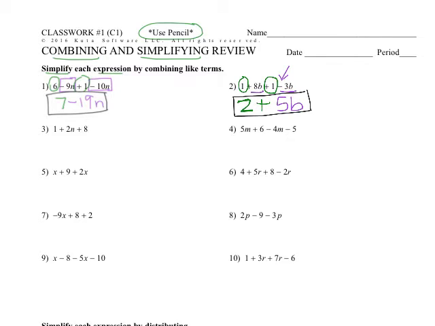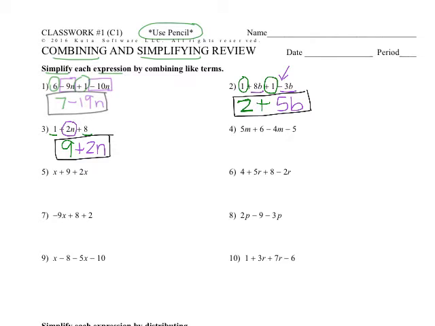Okay, let's go on to number 3 then. In number 3, I only see this one term with an n. Okay, so I'm not going to have to combine that with anything else. The 1 does not have an n or any variable. The 8 does not have a variable. So I'm going to say 1 plus 8 is 9. And then I have my 2n, which I didn't combine with anything because there's nothing to combine it with. And so that is my final answer.